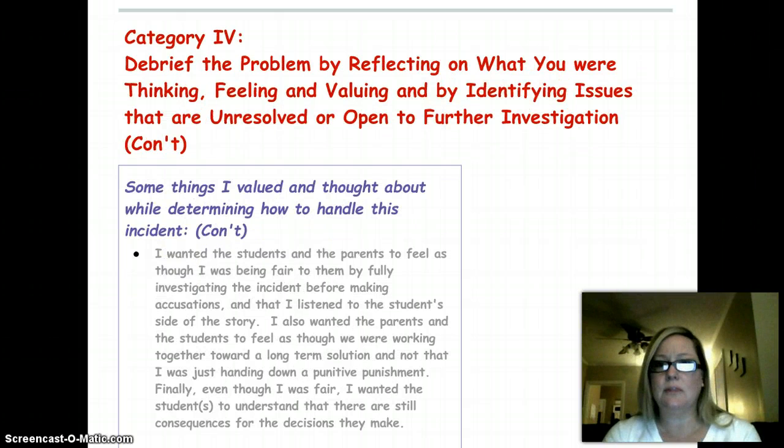I also wanted the students and the parents to feel as though I was being fair with them by fully investigating the incident prior to making any accusations, and that I listened to the student side of the story. I think it's important in building community with your students and community with your parents that they feel like they can be heard. I also wanted the parents and the students to feel as though I was working together toward a long-term solution and not that I was just handing down a punitive punishment based on an isolated incident or behavior. I wanted the students to understand that even though I listened to their side of the story and maybe even understand, empathize, or can identify with the stress and the frustrations that they were having, there are going to still be consequences for the decisions that they make.